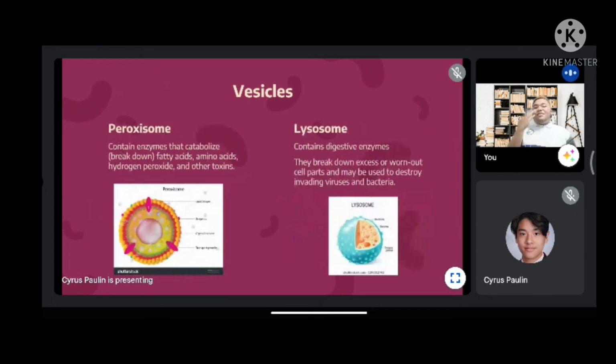Next are the peroxisomes and lysosomes. Peroxisomes contain enzymes that catabolize or break down fatty acids, amino acids, hydrogen peroxide, or any other toxins. Lysosomes contain digestive enzymes. They break down excess and worn-out cell parts and may be used for destroying invading viruses and bacteria.